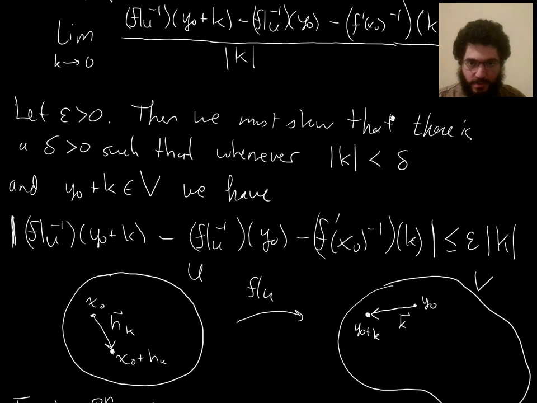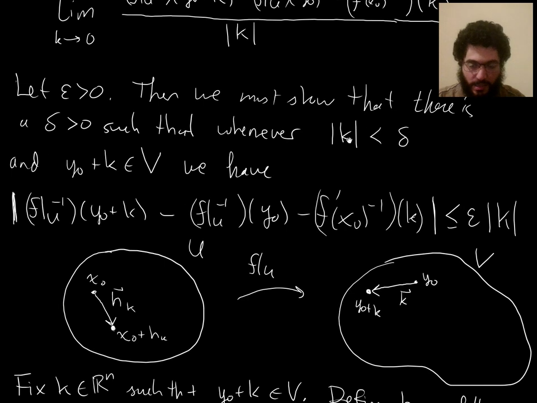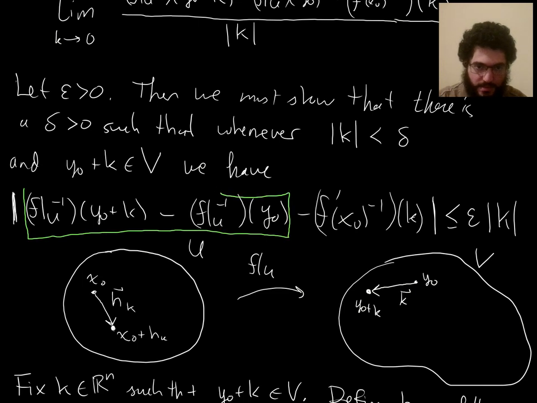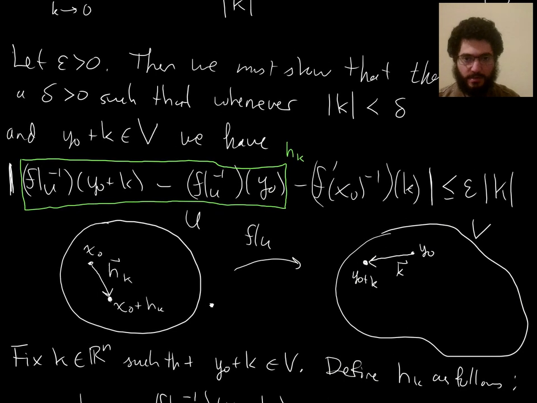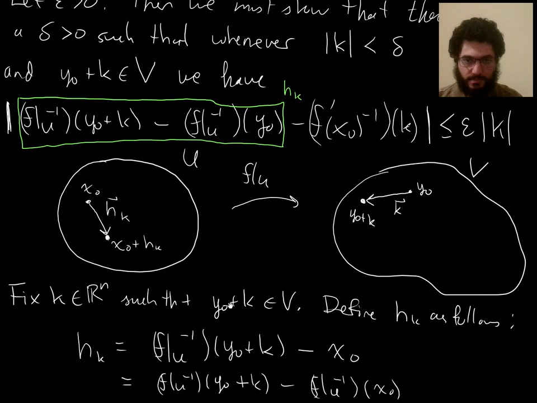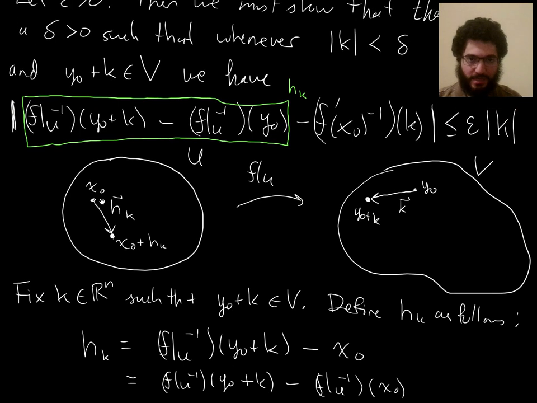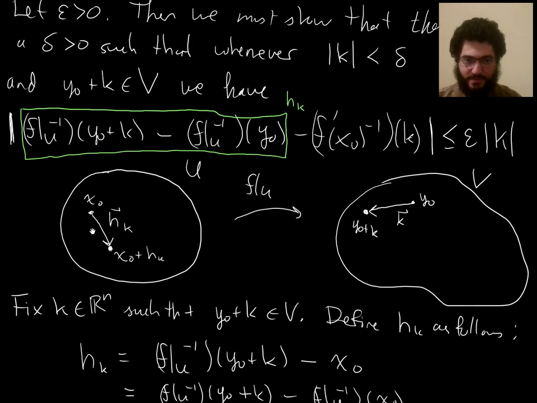We fix epsilon greater than 0, then we must show there's a delta such that when you make k smaller than delta, we have this. And right here, this difference, this is the quantity that we just defined to be h sub k. So we're trying to show that h sub k is very close to what you get if you apply this linear map here to the vector k.